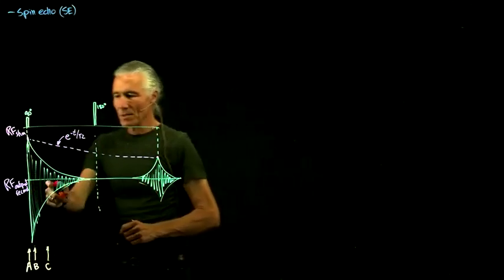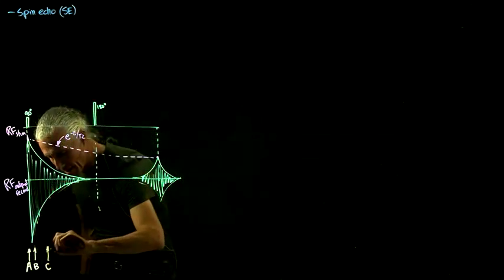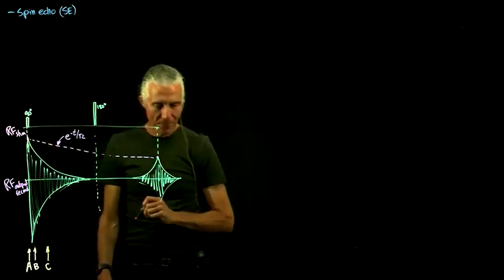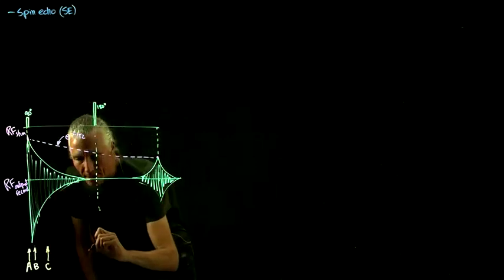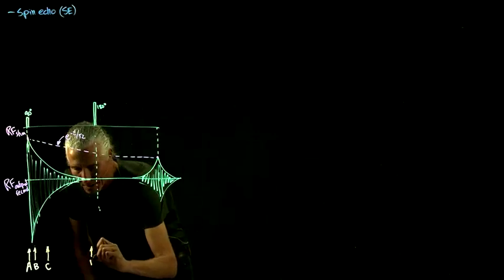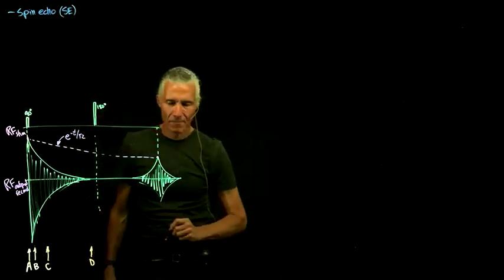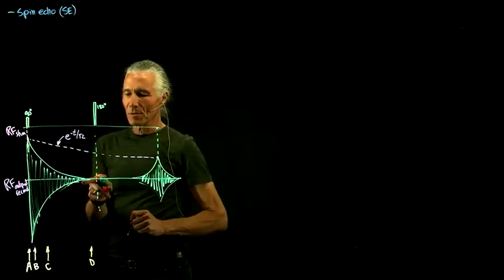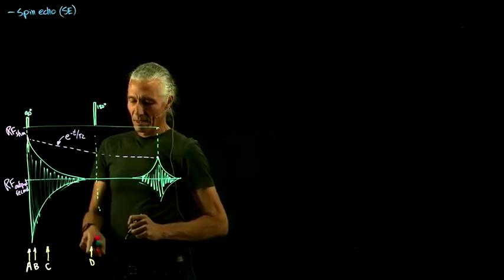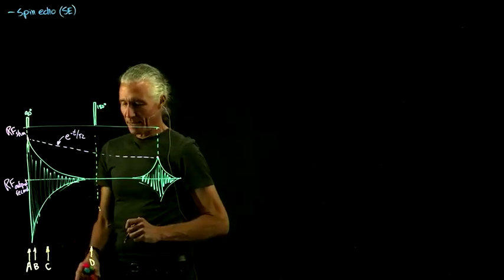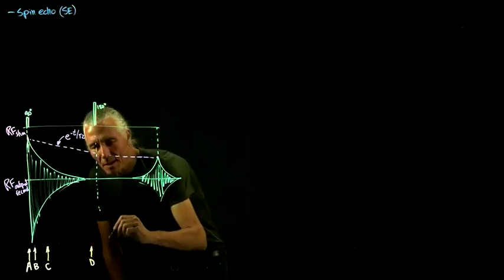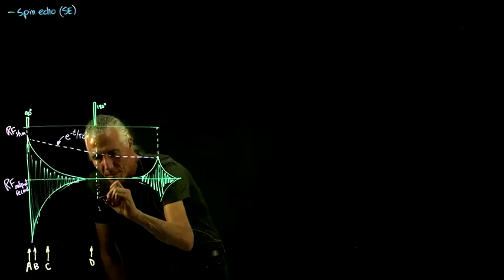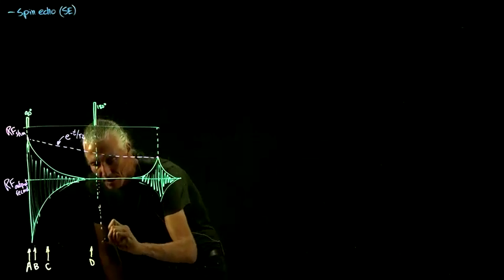So the signal's decaying, but there's still some signal there. And then we'll look at a point after the signal is completely decayed. There's no signal coming out, but it turns out there's still some magnetization in there. And then we'll look at what's happening right after the pulse, right after the 180.